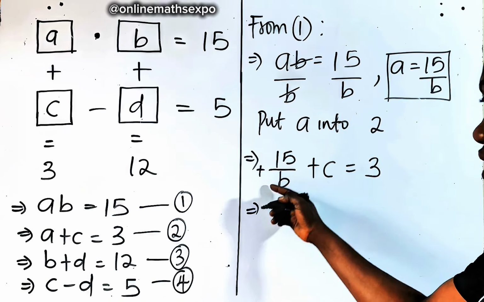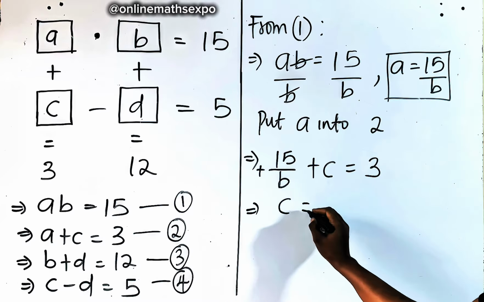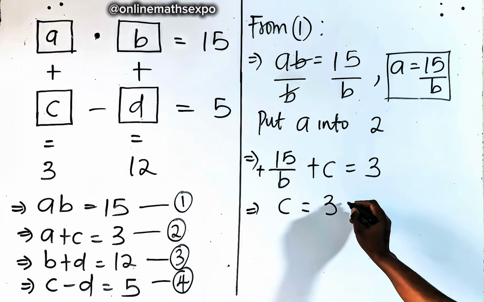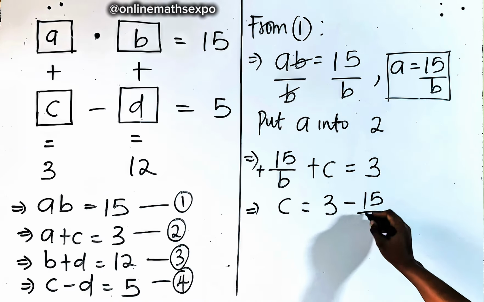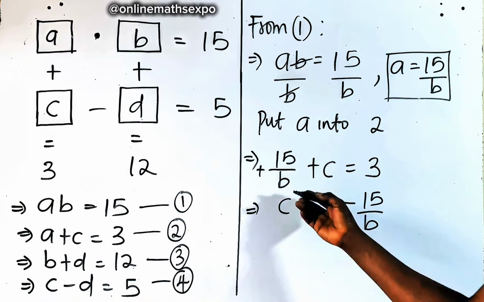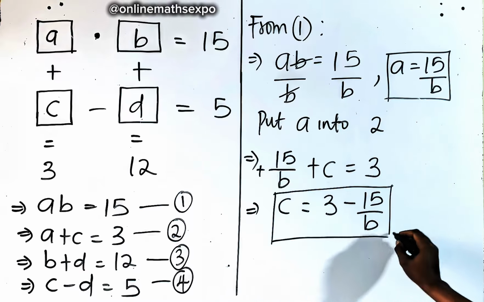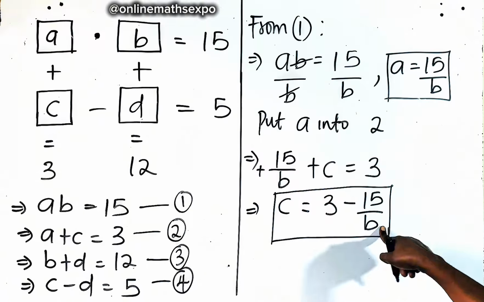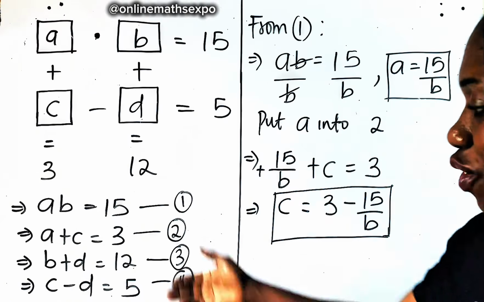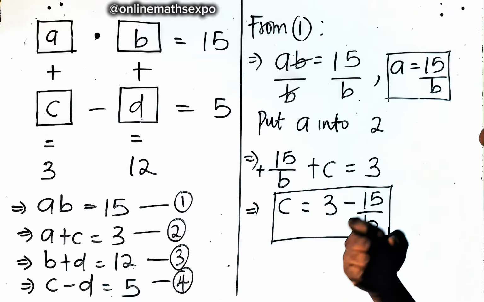So when you subtract here, it goes off and you are left with C. Subtract here, you have 3 minus 15 divided by B. We have made C the subject at this point. So what do you do next? You're going to use this C. Go back. In which of these equations again can you find C?